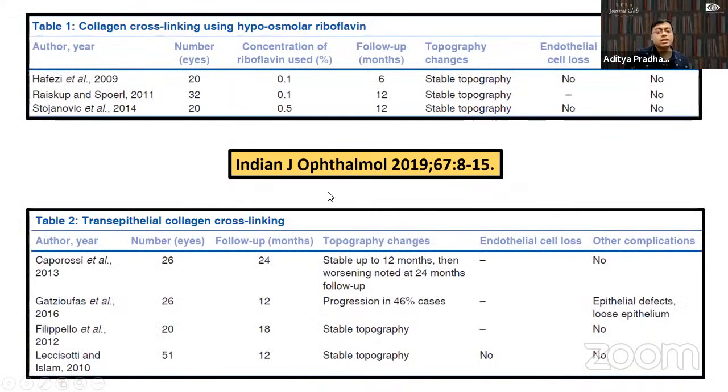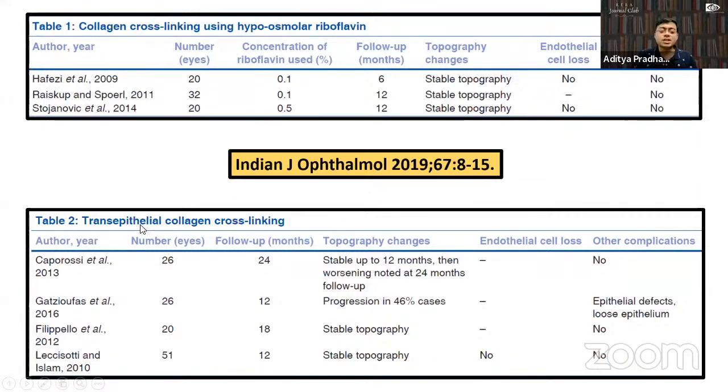So this review article in 2019 in IJO basically divided the studies based on what they have done. First was corneal cross-linking using hypoosmolar riboflavin, basically for thin corneas. In all the studies published from 2009 to 2014, with around 20 to 30 eyes, the riboflavin concentration was 0.1% in 2 studies and 0.5% in the other. The maximum follow-up was 1 year. The topography was very stable. There was no endothelial cell loss in 2 of the studies, and 3 studies reported no complications.